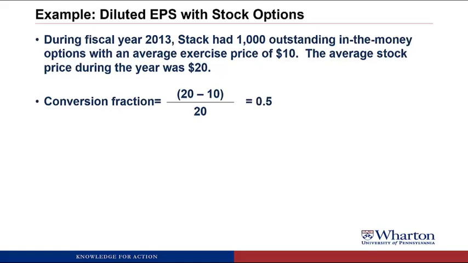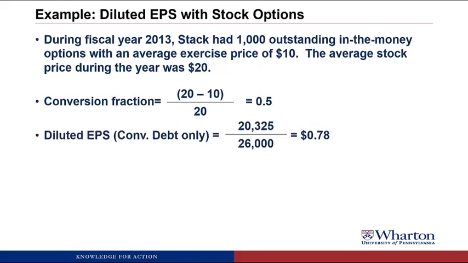And so again, the way to think about this is if I had one option, I could exercise that option and I would make $10 of profit. So that's the 20 minus 10. Then I could take that $10 and buy half a share of stock at $20 per share. And so these exercised options could turn into half a share. Each option turns into half a share.